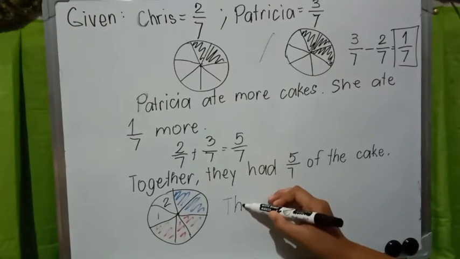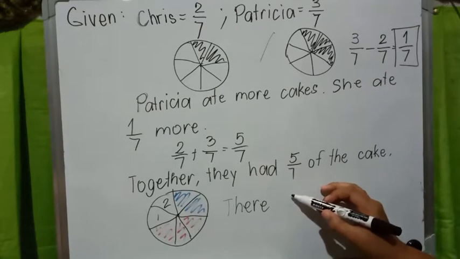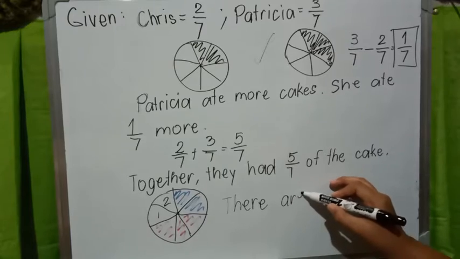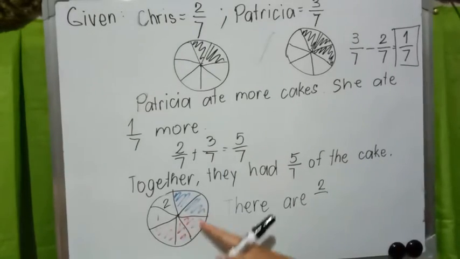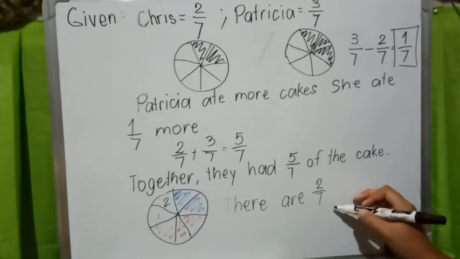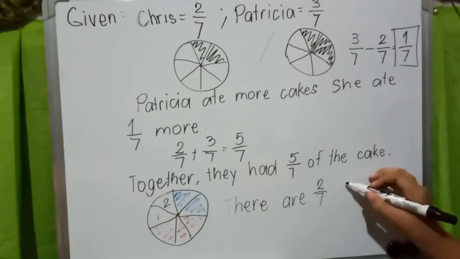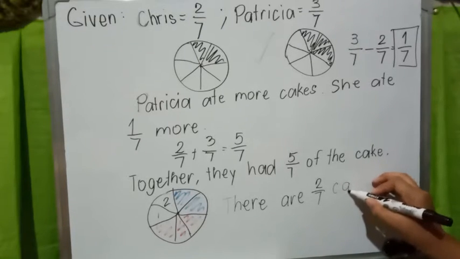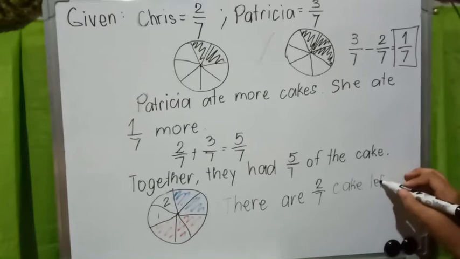So we can see that there are 2 over how many slices in all? Okay, very good. That is 7. Or 2/7. There are 2/7 cake left.